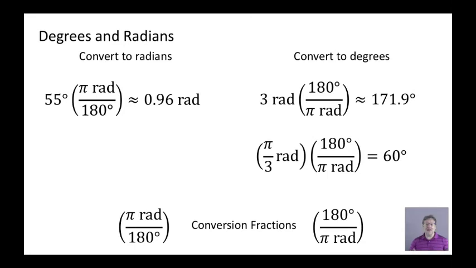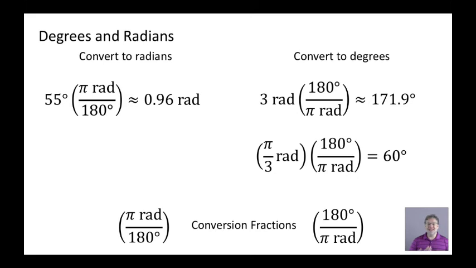So once again, the point behind this slide is that we have this relationship between pi radians and 180 degrees. And just like in all of our explorations with unit conversion before, we can create two different conversion fractions depending on which direction we're going in terms of the unit conversion.